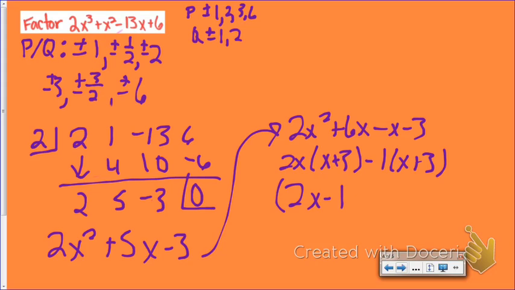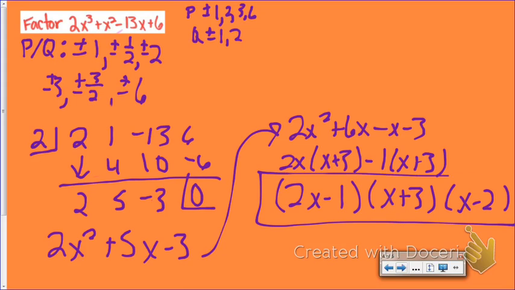And this factors into 2x minus 1 and x plus 3, which means my entire original equation, I do need to include the 2, which means I also have the factor of x minus 2. So now I've factored that complete original equation.